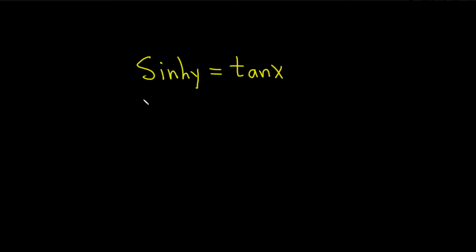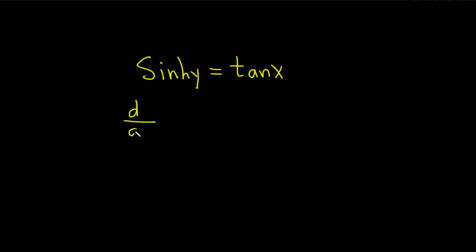Hello everyone, in this problem we have to find dy dx. So we have to find the derivative of y with respect to x. And we're told that the sinh of y is equal to the tangent of x. So the way we're going to do this is we're just going to differentiate both sides. We're going to use what's called implicit differentiation.